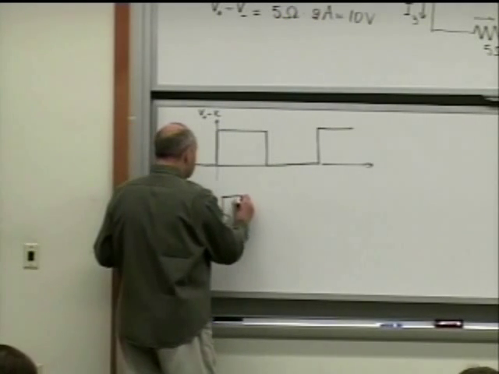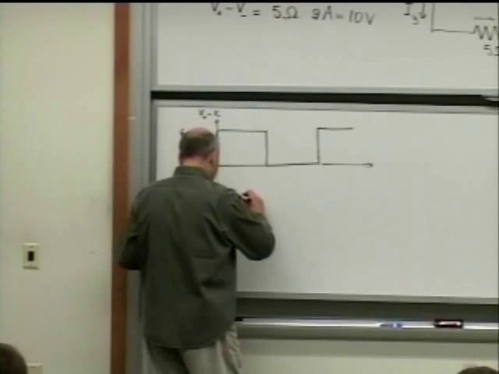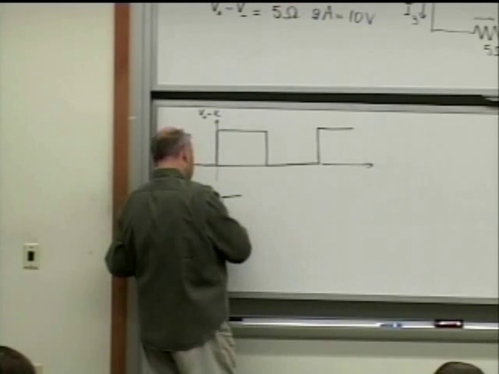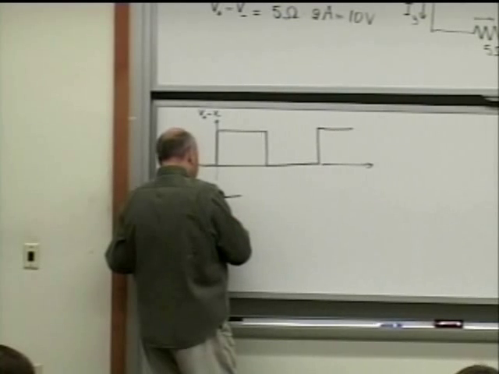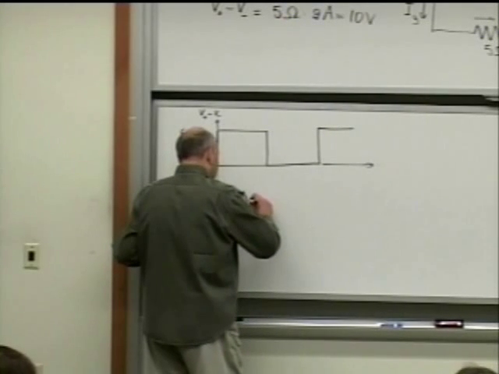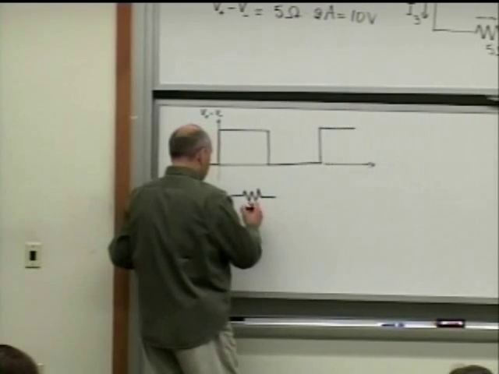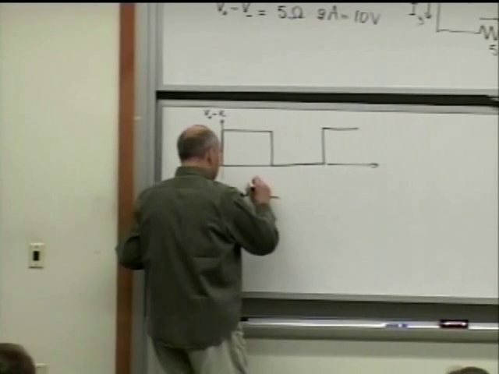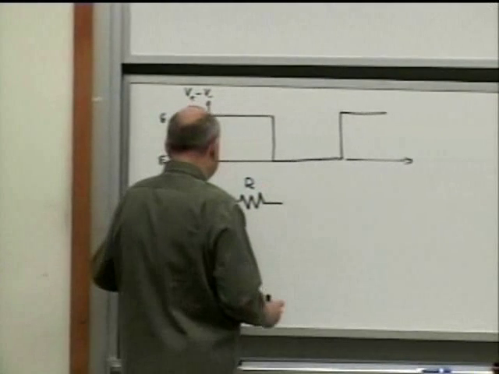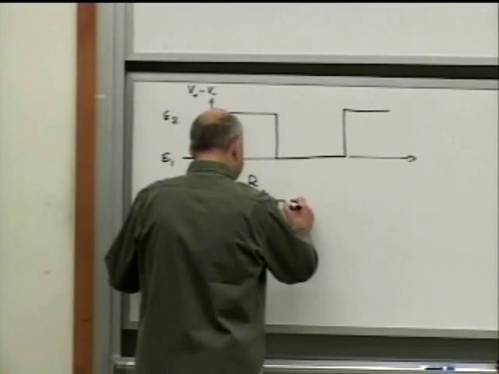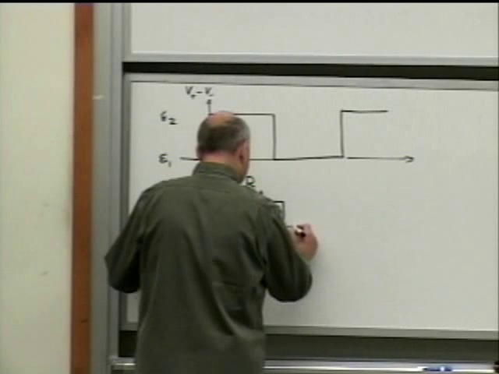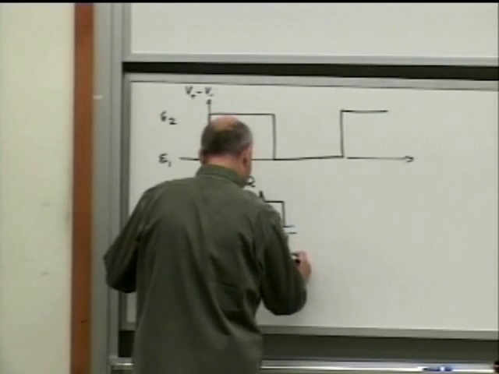Now I can think that actually I combine it together. I combine the internal resistance of the source with a resistor which is connected to that source. Let's say that the resistance of this resistor is R, and it is connected to a capacitor.